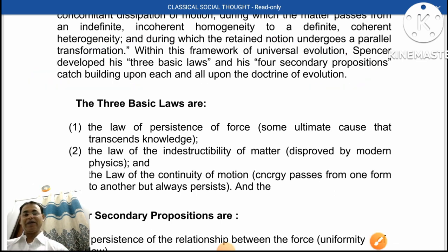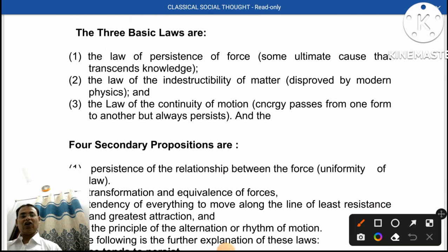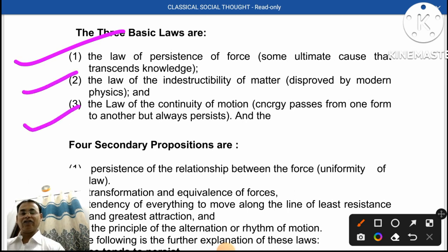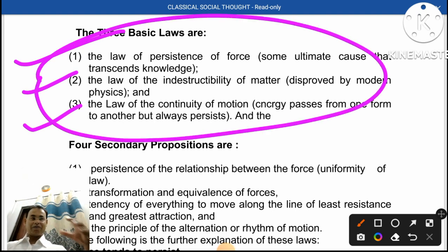So here are the three basic laws. The three basic laws are the law of persistence of force, the law of indestructibility of matter, and the law of continuity of motion. You must remember this. The law of persistence of force means everywhere there is force in the society. And the law of indestructibility of matter, E equals MC squared, means matter is not destructible; the quality of matter is indestructibility, though this is disproved by modern physics. And the law of continuity of motion means everywhere there is motion and motion is going on.